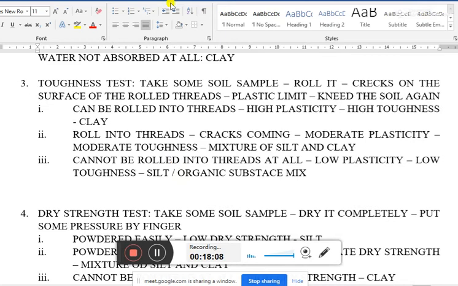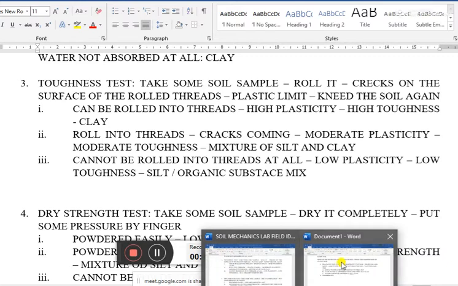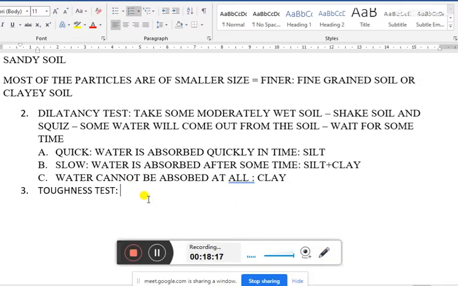Now coming to toughness test. For toughness test, same as before, you have to take some soil from the field, then you have to roll the soil. I think you have studied the plasticity test. Take some soil, then try to roll the soil into a thread. As you have studied in the plastic limit test, like that you have to roll the soil.